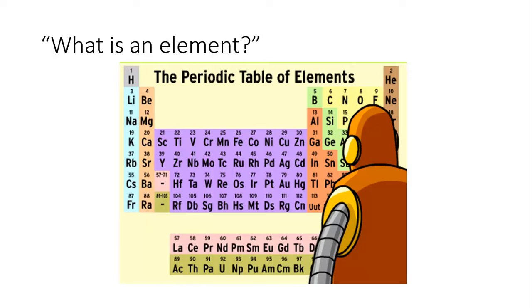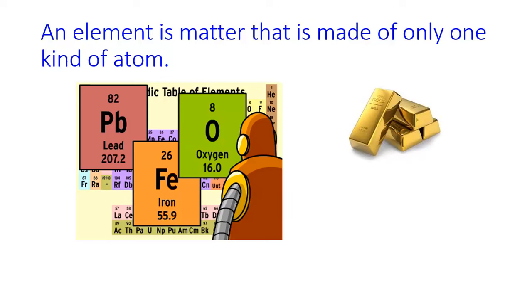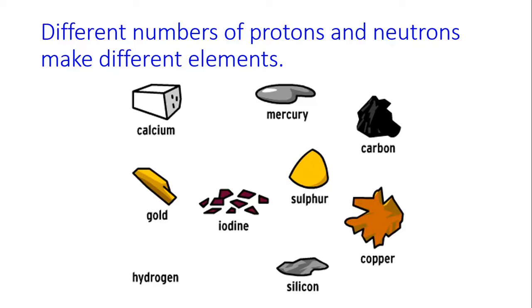So what is an element? This is the periodic table of the elements. You'll all be getting a copy of this in class. An element is matter that is made of only one kind of atom. In the picture, we see three different squares. These are element squares, and the information in each square tells us about the element. The different numbers of protons and neutrons make different elements.